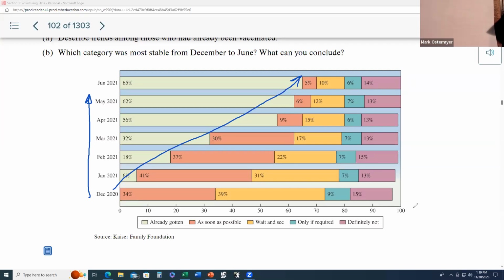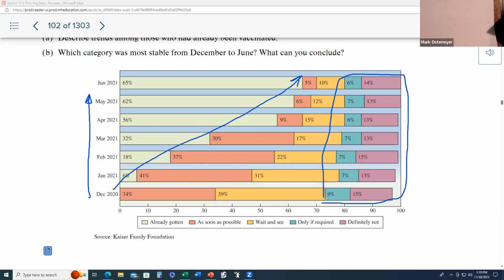Interesting. It looks like there's two categories that are really not changing. What would it be? Definitely not blue, or only if required. Yeah, it's the turquoise and the pink.